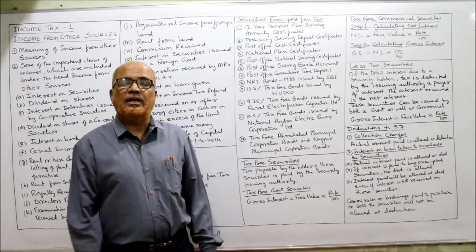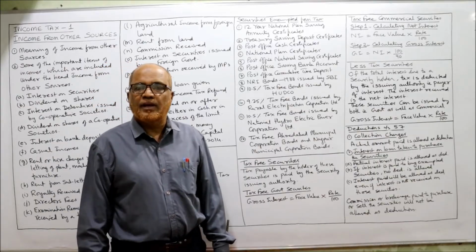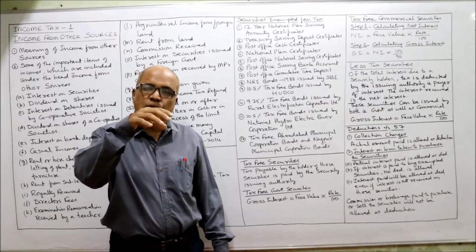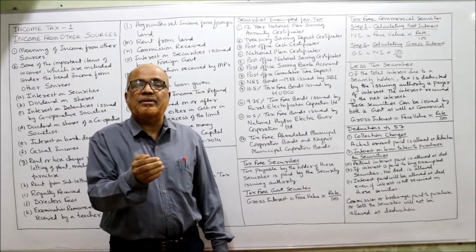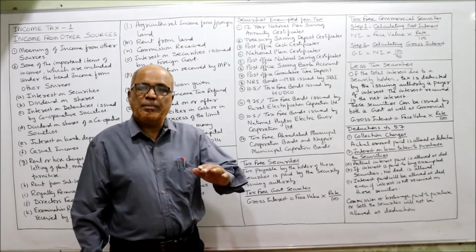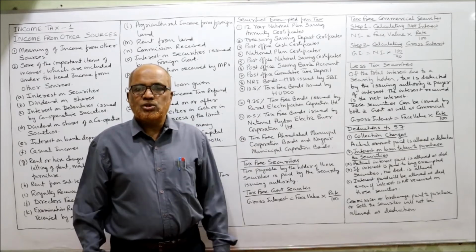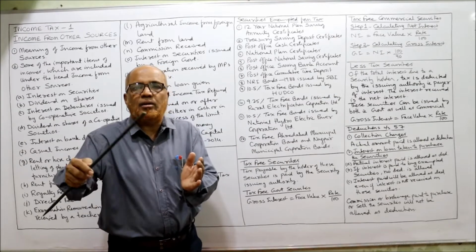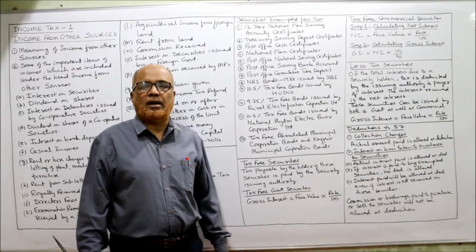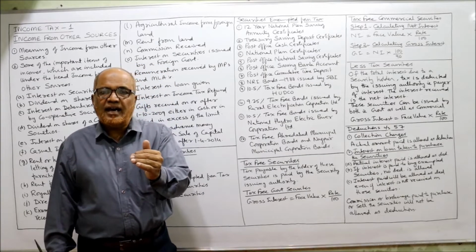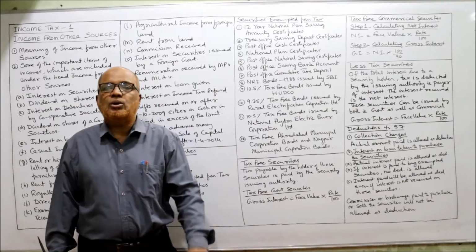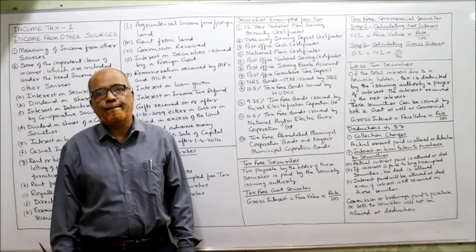The third category of security is less tax security. Less tax securities are those where the tax will be deducted from the interest and paid by the issuing authority. So the complete interest will not be paid to the security holder. From that interest, deduct the TDS and pay the net amount to the security holder.